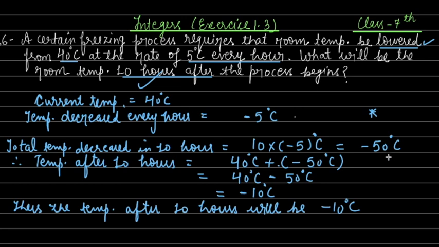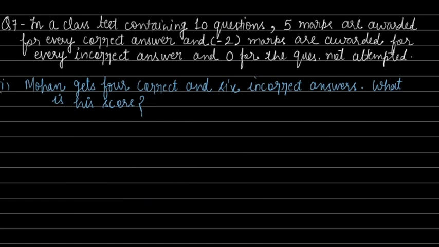So this is important in this step, that if the temperature is decreasing, represent it with a negative integer. That is how you are getting minus 50. If you put a positive integer, then it will be 40 plus 50, 90 degrees Celsius. And the question says the temperature is decreasing, so it can never be greater than 40, right? We can never have 90 degrees Celsius. So the important part in this question is that you have to represent the temperature which is decreasing with a negative integer. Let's see question number 7 of this exercise.